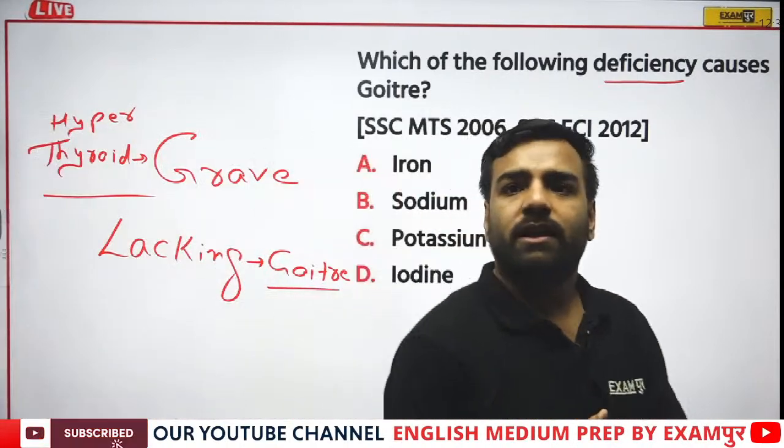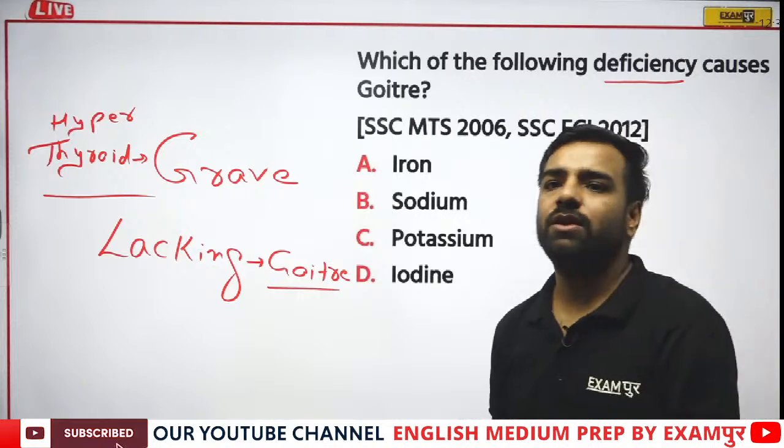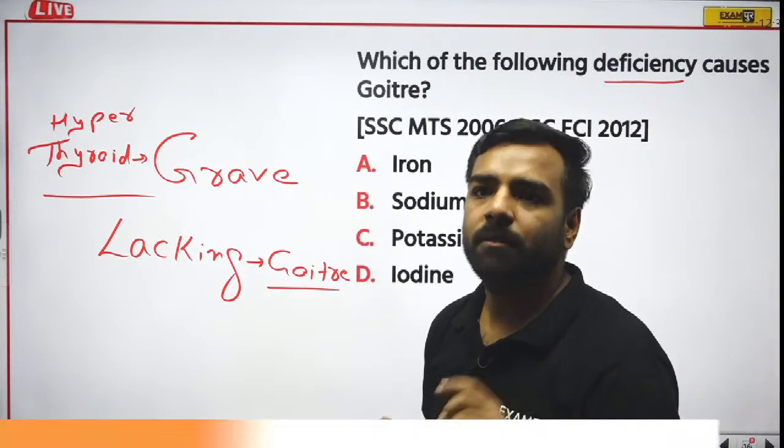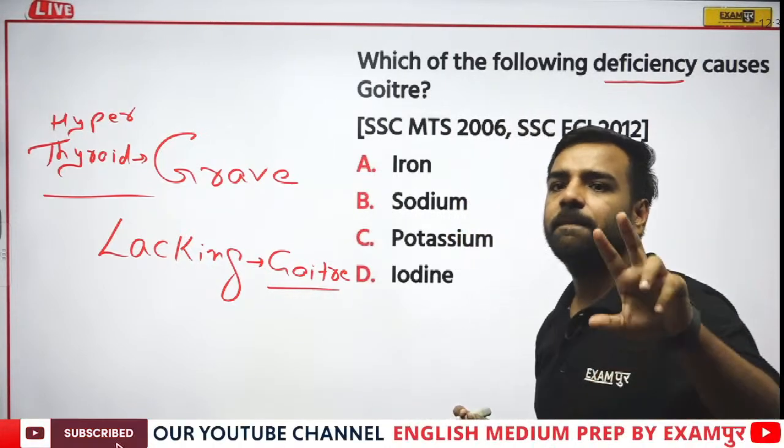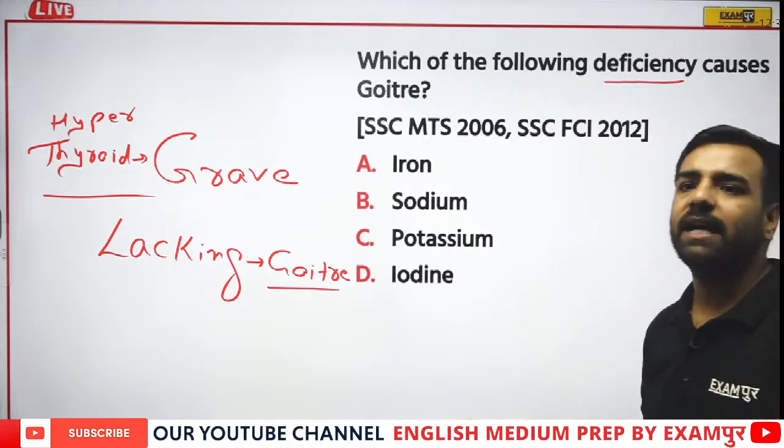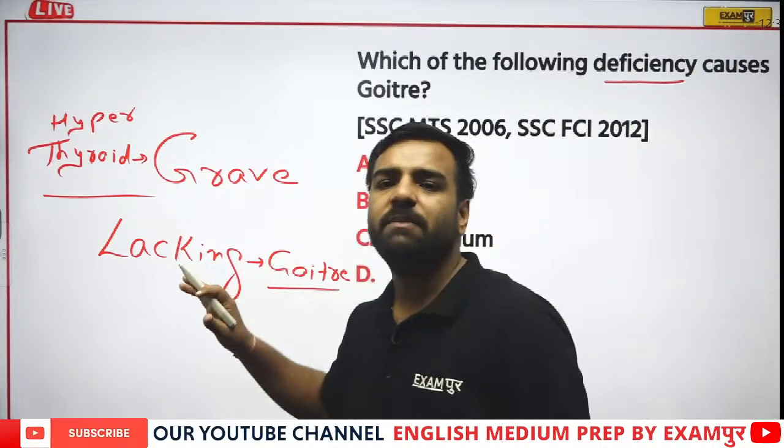Lacking is going to create goiter. No issues, no issues. So here, Momita is with D, Nikita is with D, Ilma is with D. You all are with iodine. Correct. So this iodine plays a significant role.